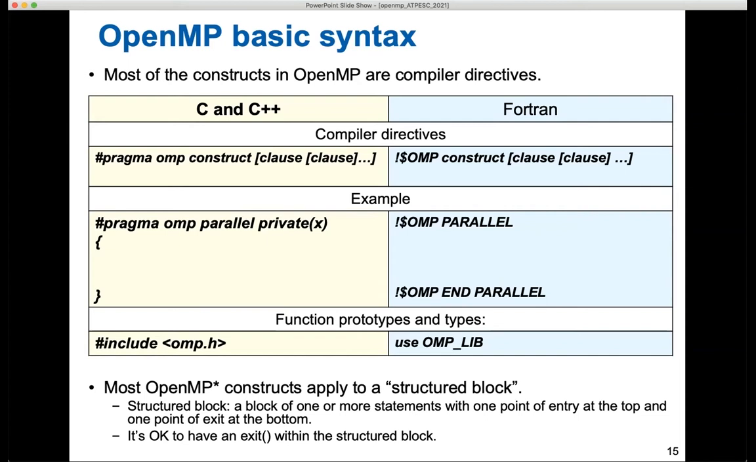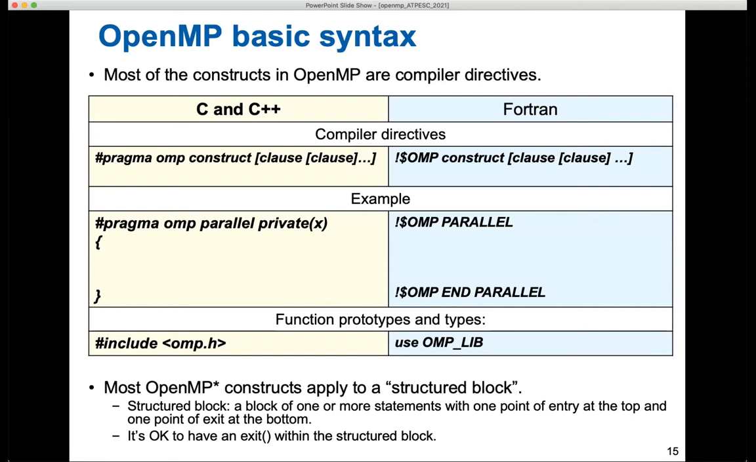In C and C++, your compiler directive is in the form of a pragma. So it'll always be pound pragma omp, the construct name, then a set of clauses. If you're in Fortran, you're going to have a sentinel for a comment. Modern programmers use the exclamation point. Exclamation point $OMP says that this comment is an OpenMP directive, then the construct name and the clauses. The big thing is the construct names are the same between C, C++, and Fortran.